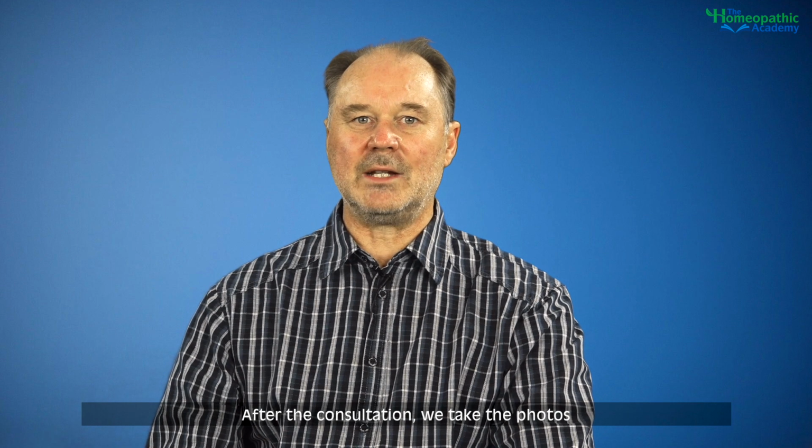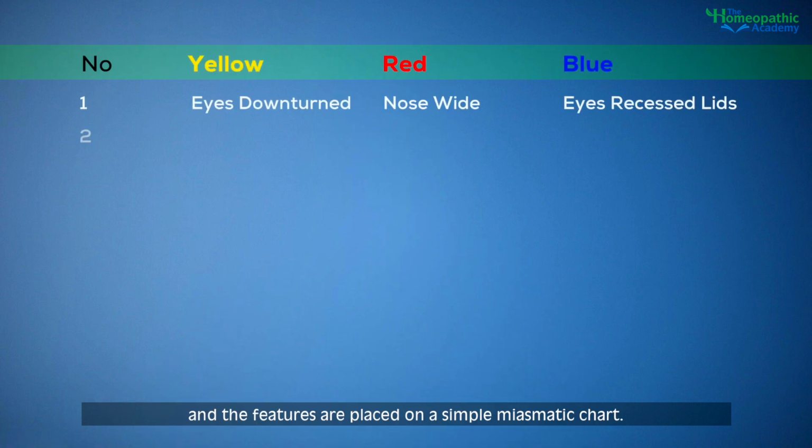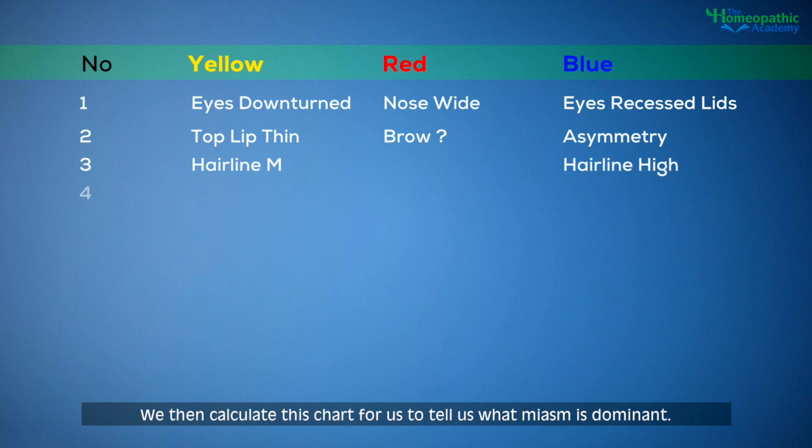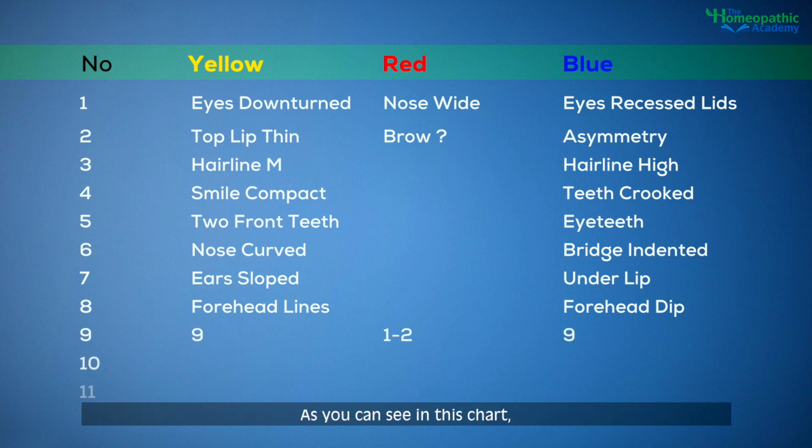After the consultation, we take the photos and the features are placed on a simple miasmatic chart. We then calculate this chart for it to tell us what miasm is dominant. As you can see in this chart, this patient is dominant in both yellow and blue, Psora and syphilis, so they would be a green patient or a tubercular patient and need a tubercular remedy.